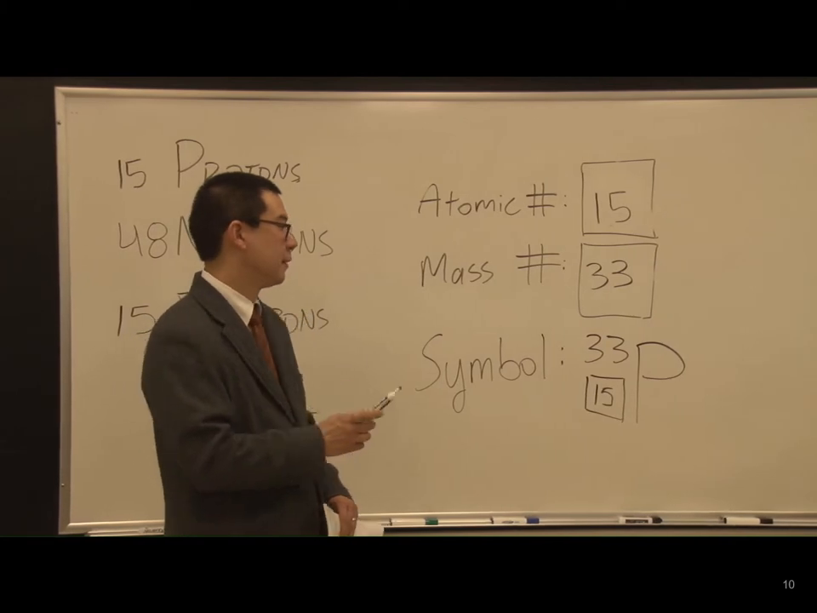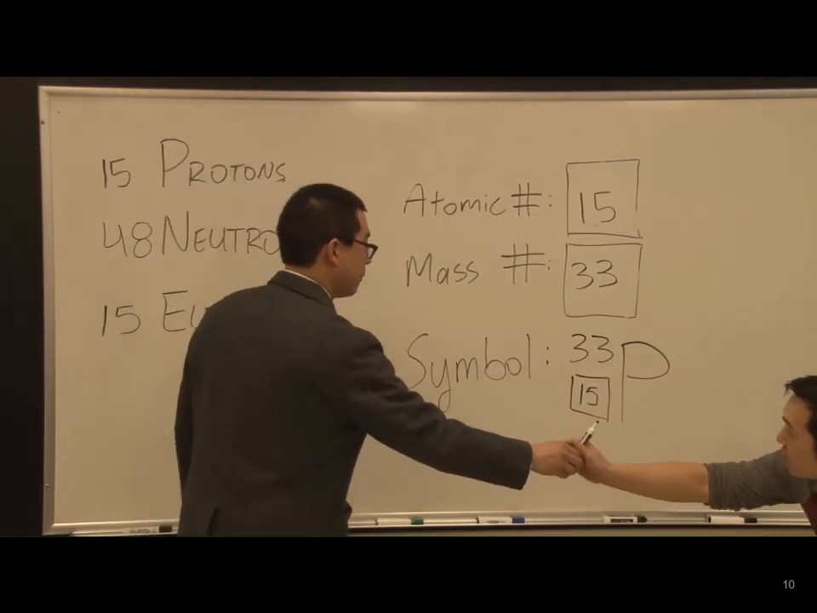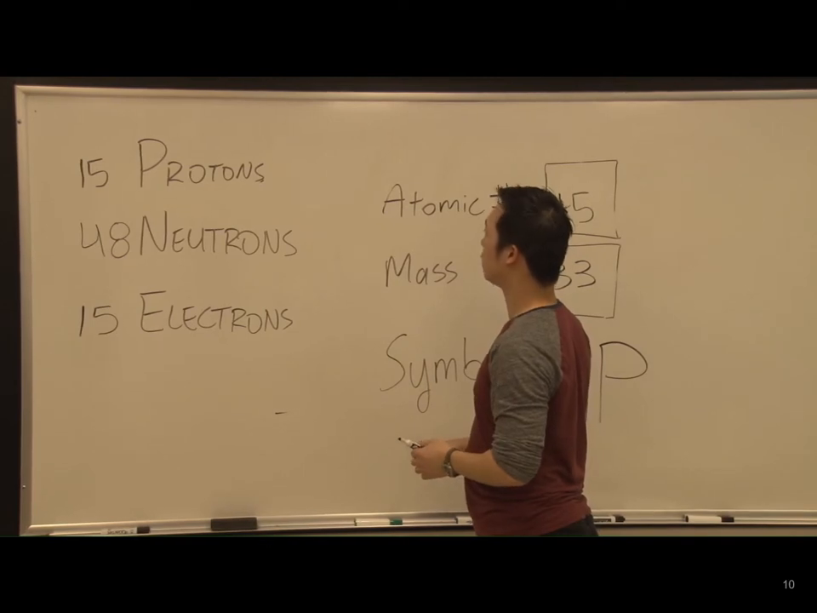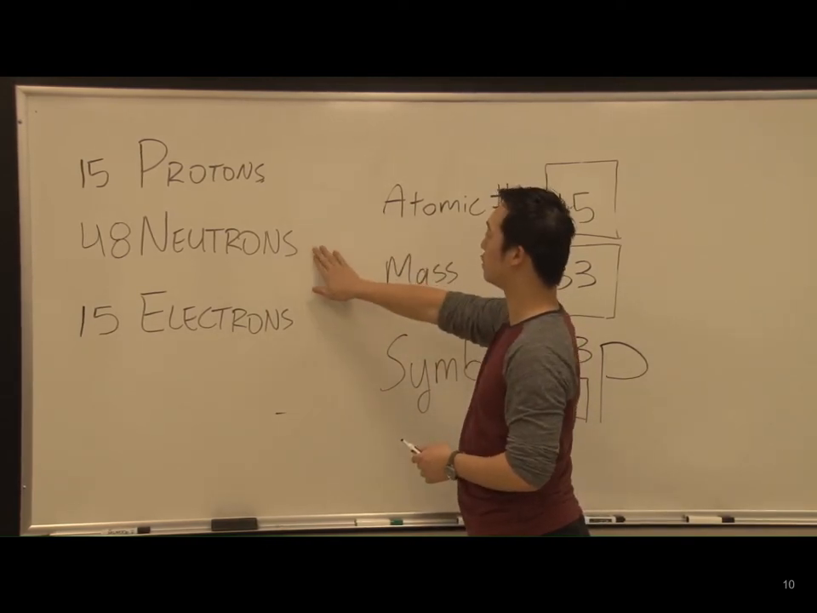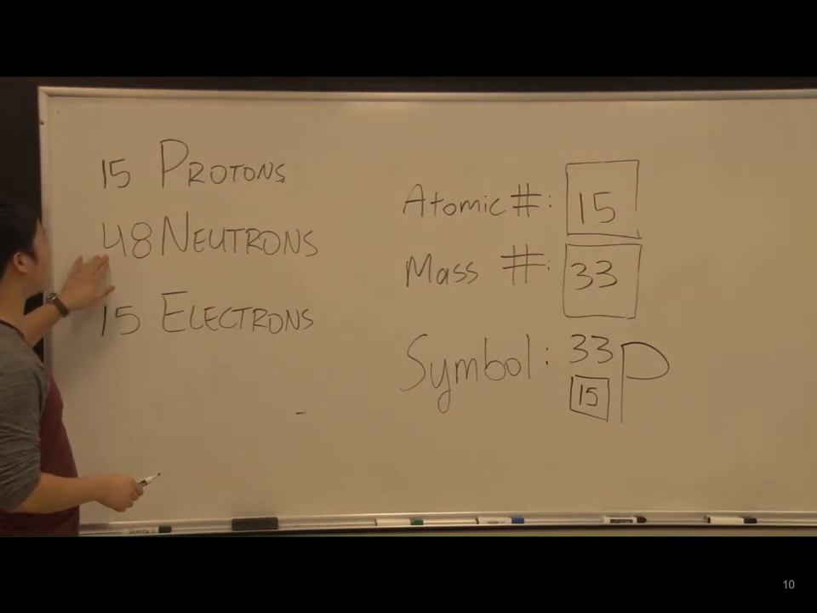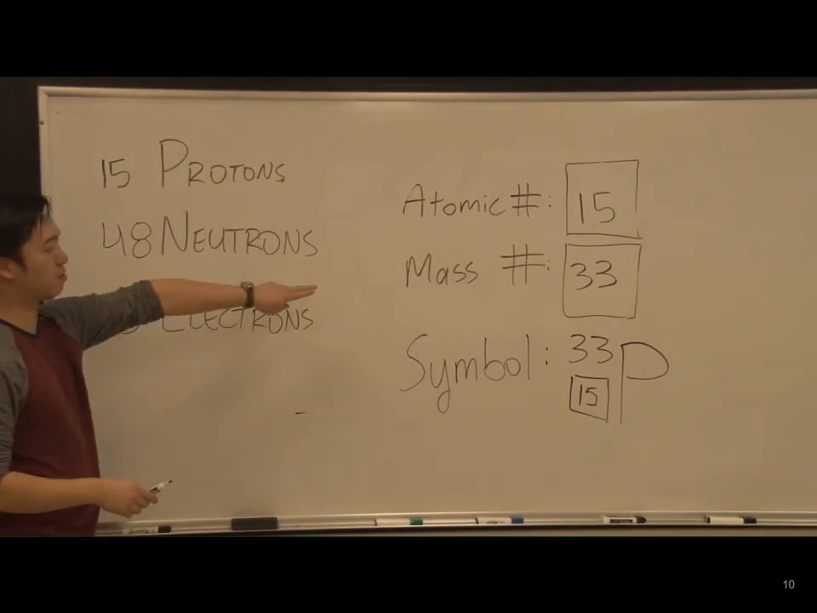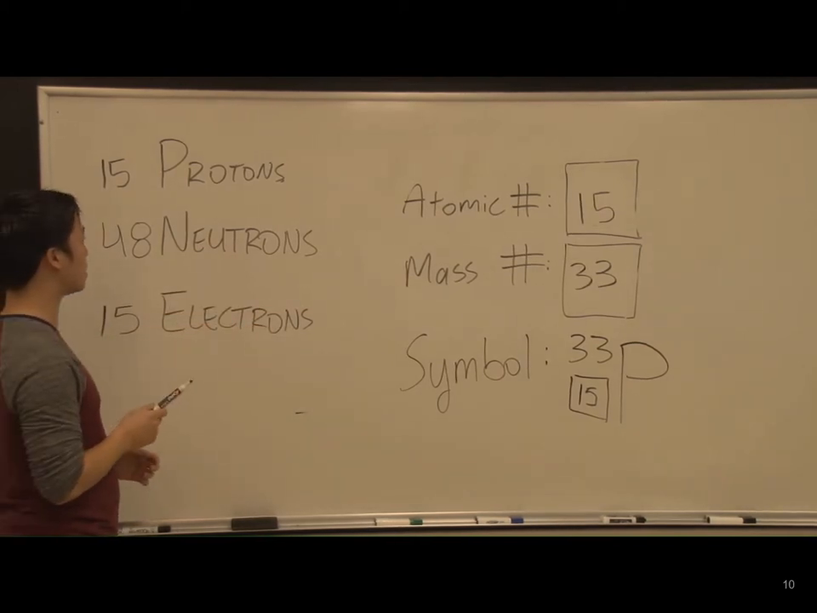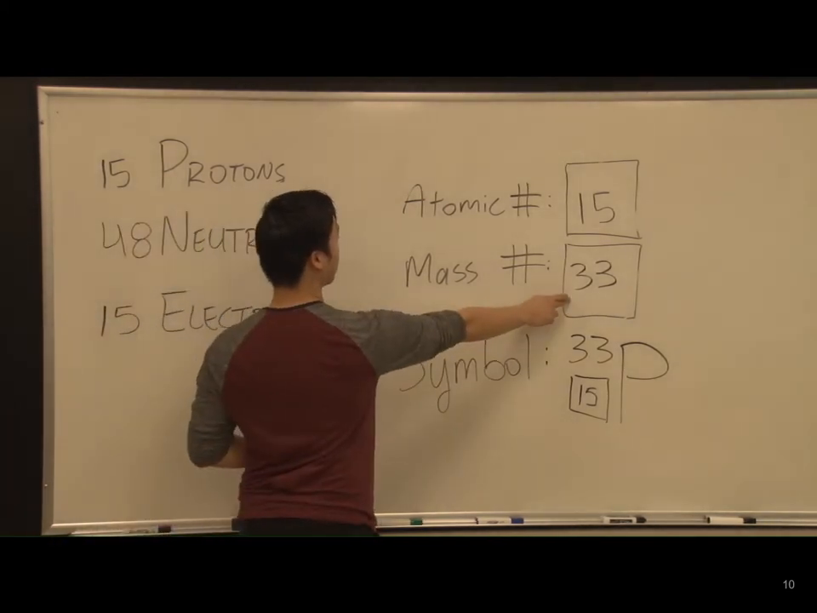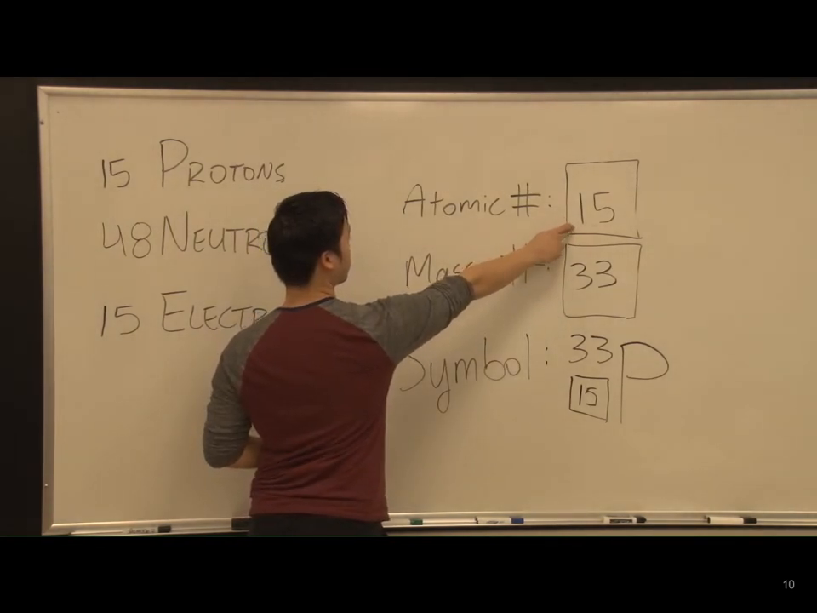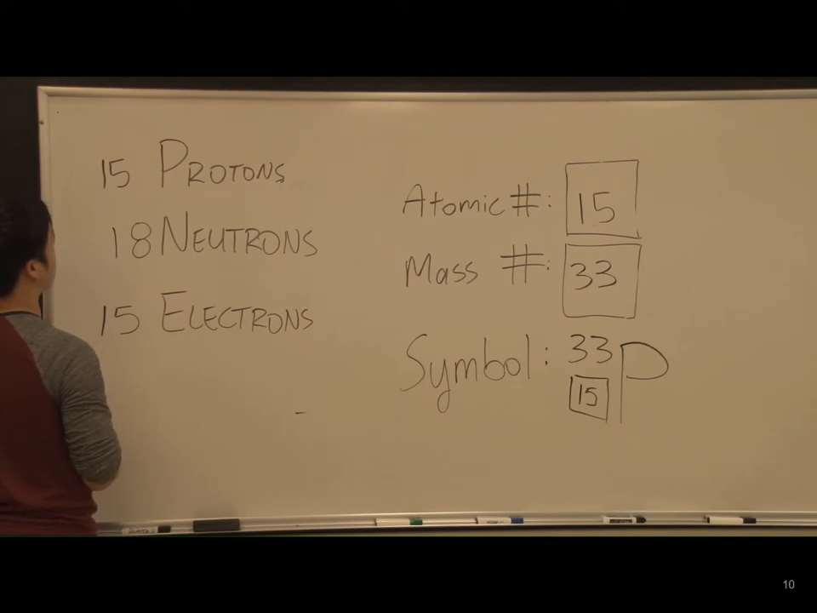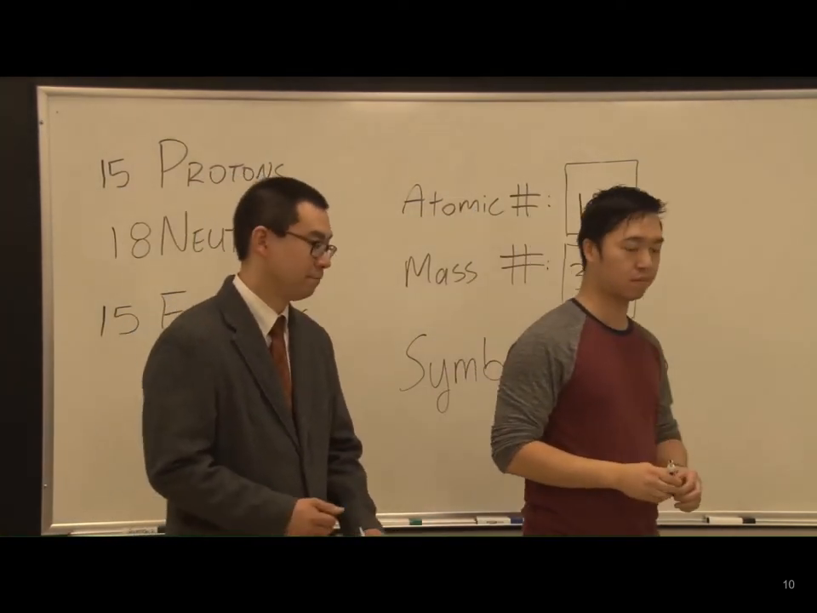Maybe a problem here? Simon, how about you? Sure. The problem is the neutrons. We know that the number of protons plus the number of neutrons will give us the mass number. But there's a problem here. We have a lot of neutrons. If I were to take 48 plus 15, we would get a number larger than that mass number. So I think we should find the difference in order to find the number of neutrons. If I take the mass number of 33 and subtract the atomic number of 15, I should get not 48, but 18. What do we think? I think that's correct. Makes sense.